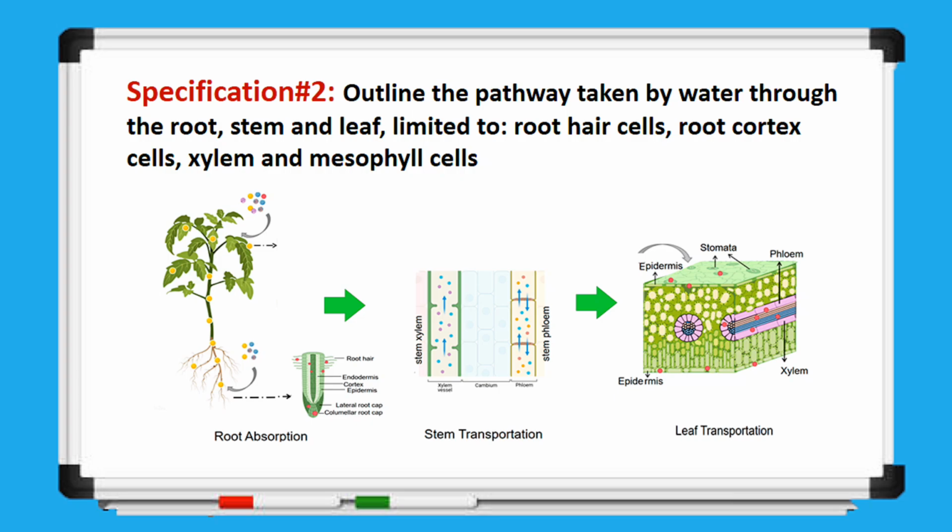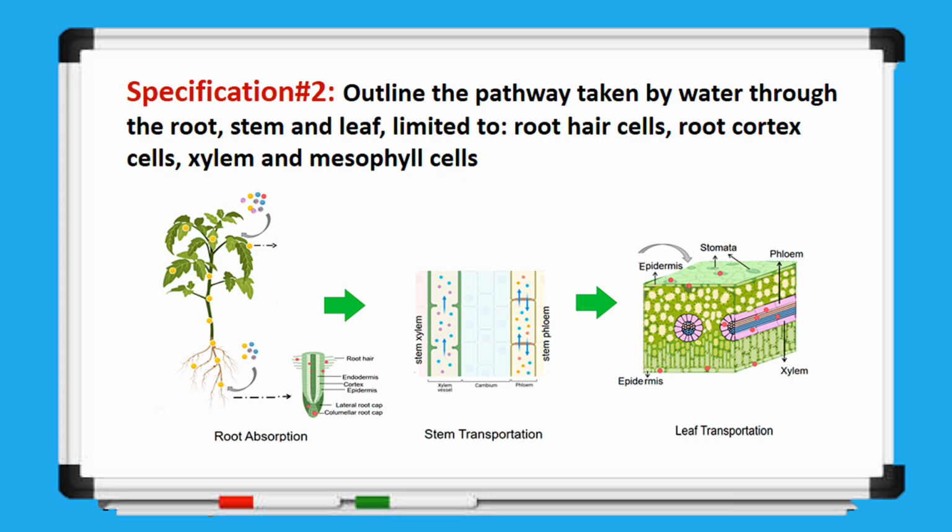From here, we move to stem transportation. Water travels upward through the stem xylem, and nutrients move through the stem phloem. Finally, we reach leaf transportation. Water passes through the xylem into the mesophyll cells, while gases are exchanged through the stomata. The epidermis protects the leaf, and the phloem helps transport sugars and other products of photosynthesis.